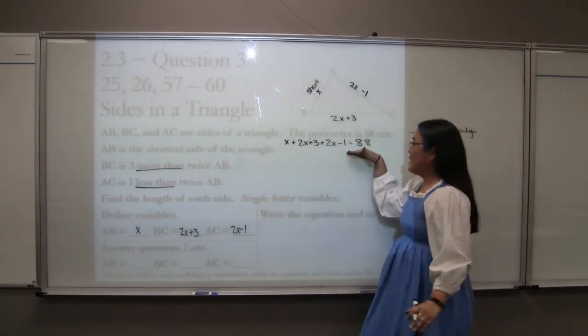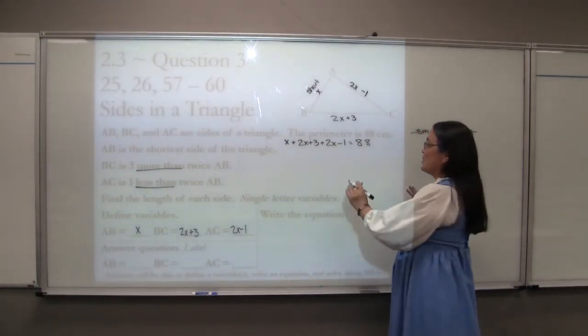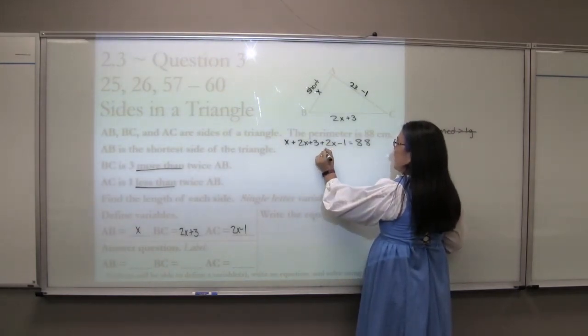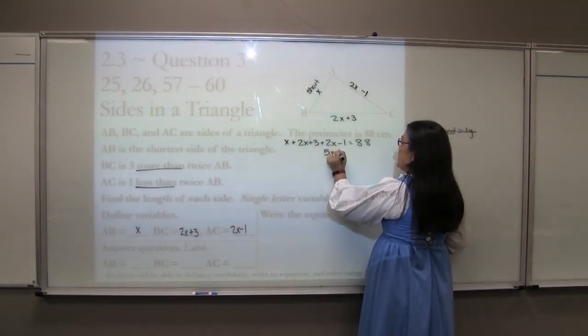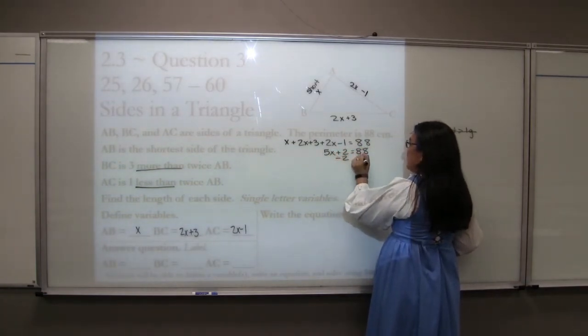The variables and the equation, that is half of your credit right there. But wait, there's more. We're going to combine like terms. X and 2x gives us 5x. 3 minus 1 is 2, equals 88, minus 2 on both sides.